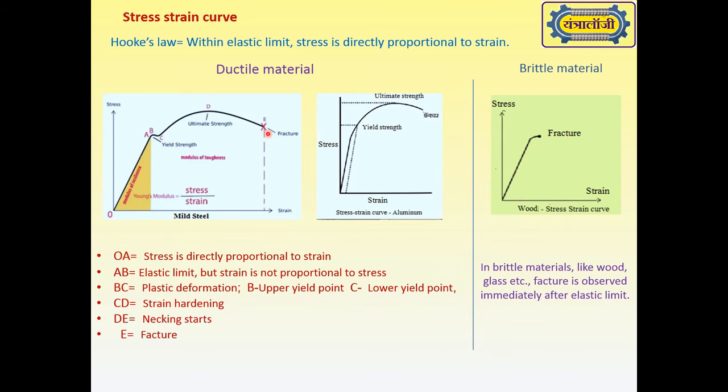For aluminum, the yield strength is obtained by a line drawn parallel to the elastic limit, and for brittle materials like wood and glass, fracture occurs immediately after the elastic limit.